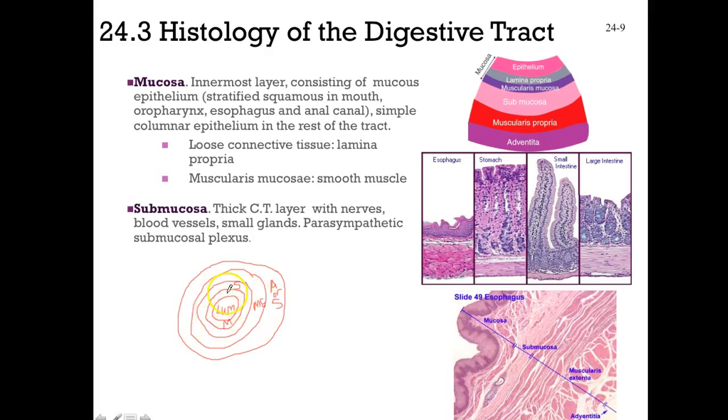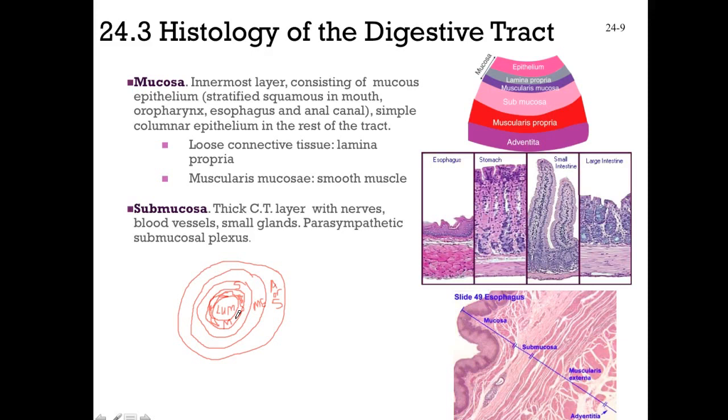So that inner mucosa, the one that's right next to the food here, this layer that I'm kind of coloring in, this is going to have mucous epithelium, which is basically stratified squamous epithelium in the areas of your mouth, oropharynx, esophagus, and the anal canal. But in other areas of the GI tract, we will see simple columnar epithelium. So you should know the difference between those two.